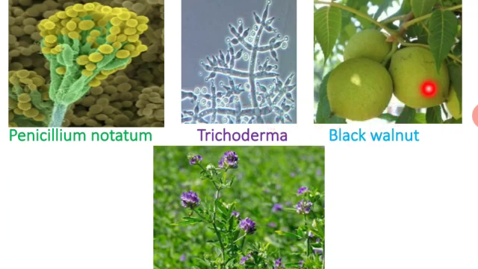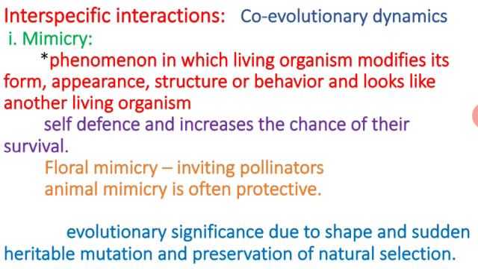Next is the black walnut, whose binomial name is Juglans nigra. It secretes the alkaloid juglone, which inhibits the seed growth of alfalfa, as well as apple and tomato. So it inhibits the growth of tomato, alfalfa, and apple seedlings. Here one is benefited and the other is harmed. And next one is interspecific.